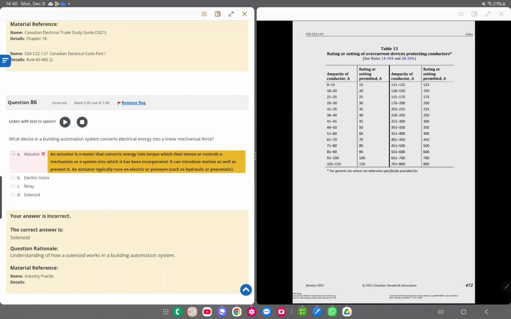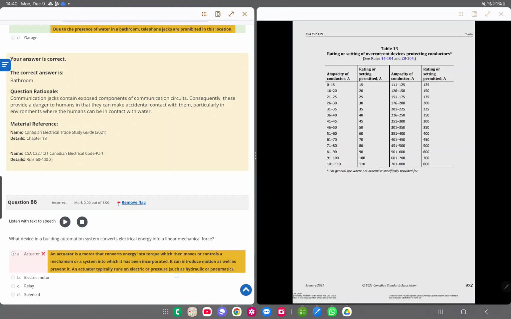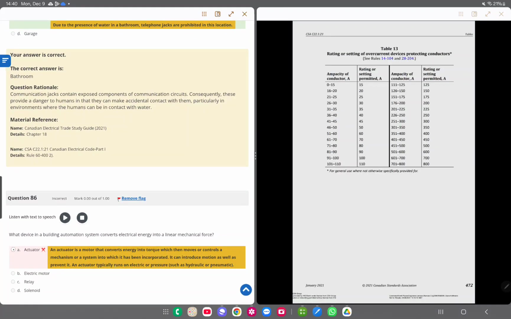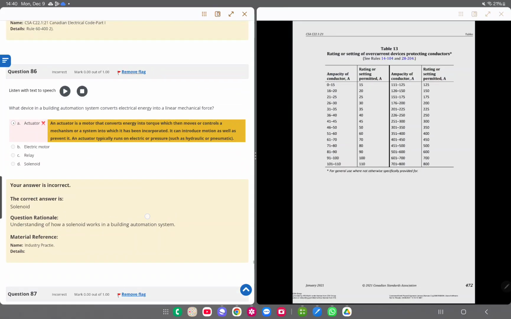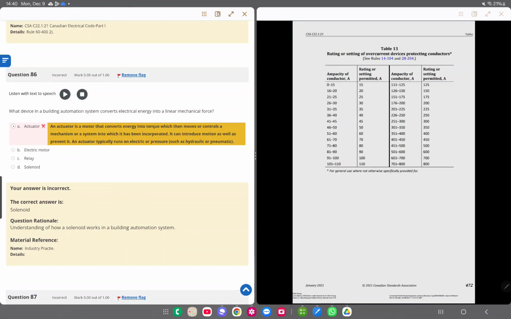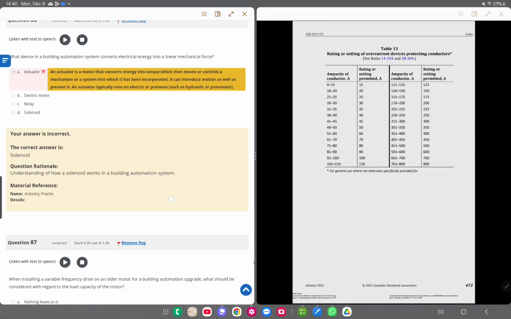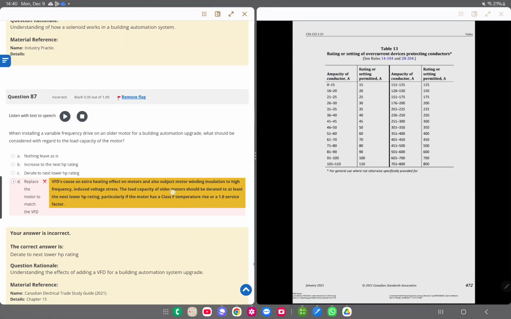What device in a building automation system converts electrical energy into linear mechanical force? And the answer is a solenoid. Apparently, this is industry practice. A device in a building automation system that converts electrical energy into a linear mechanical force is a solenoid.